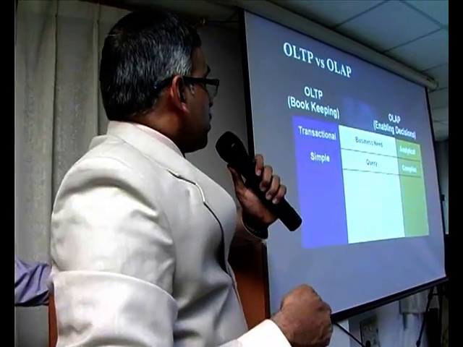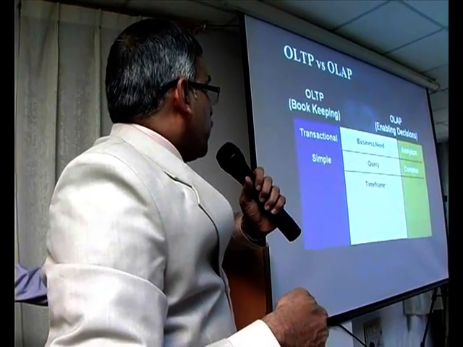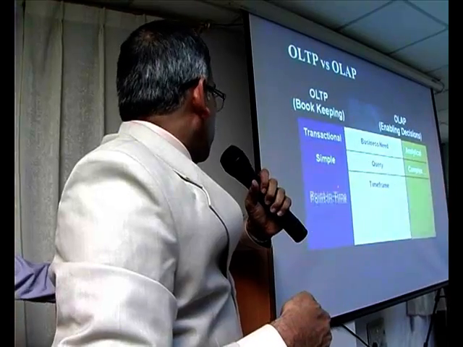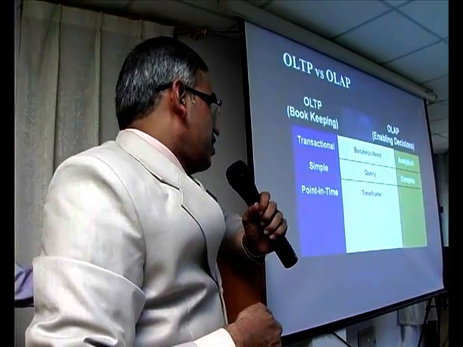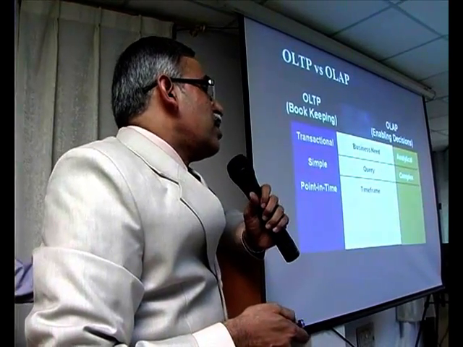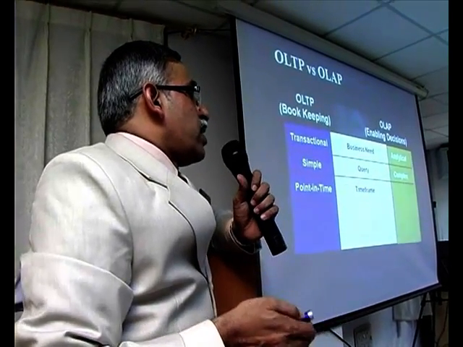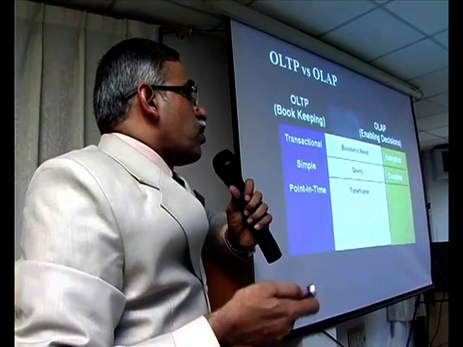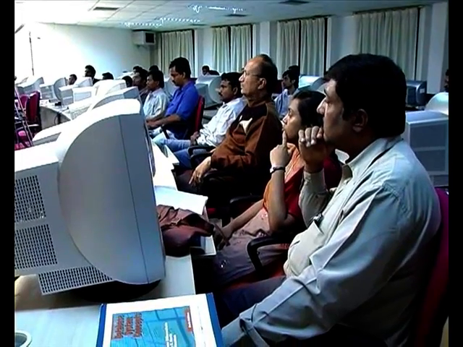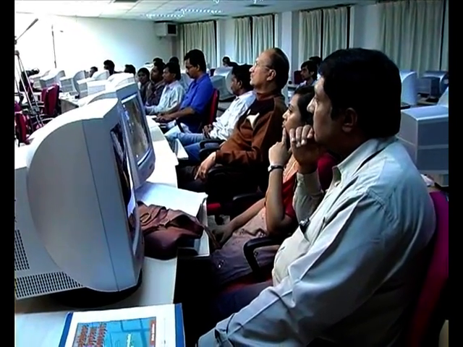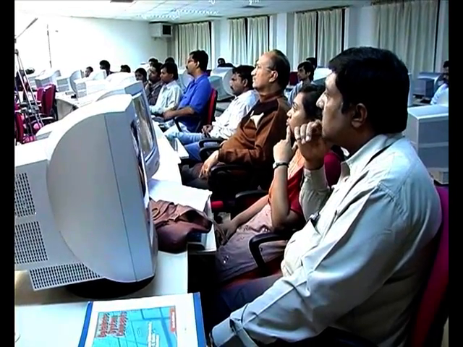Then coming to the next concept, time frame. From the time frame point of view, OLTP is always point in time. Point in time means what? If you see any relational database online systems, 24/7, like a flight reservation system, suppose you want to go by air, you open a website and then you book a ticket. On that day, you check how many seats are available in a particular flight. That is point in time.